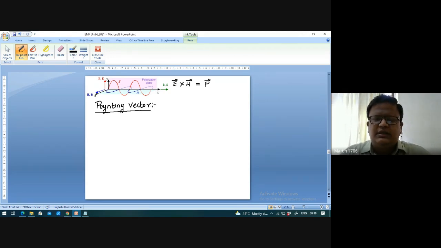The vector is denoted at the top like this. So P is equal to E cross H. This is nothing but the polarization. What is polarization, which you have studied? It is nothing but the orientation of the electric and magnetic field.